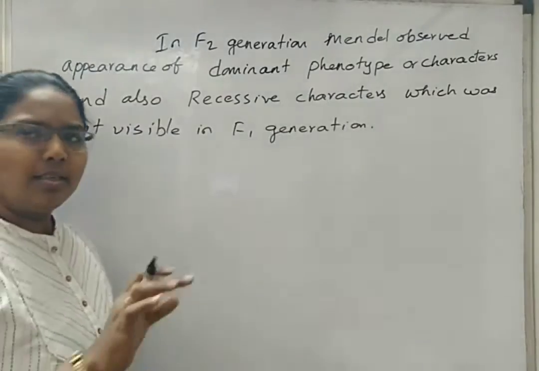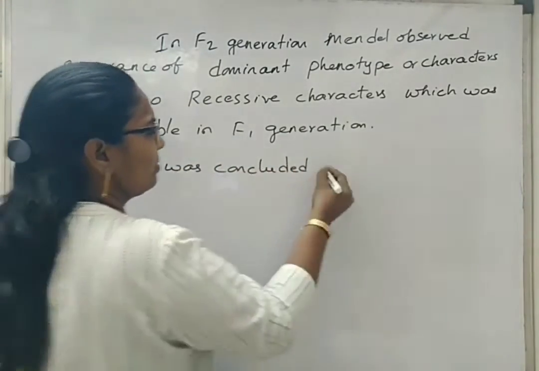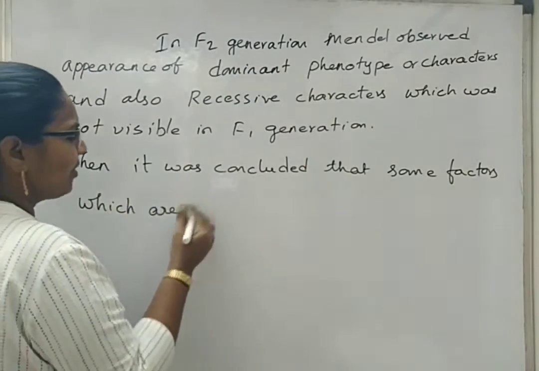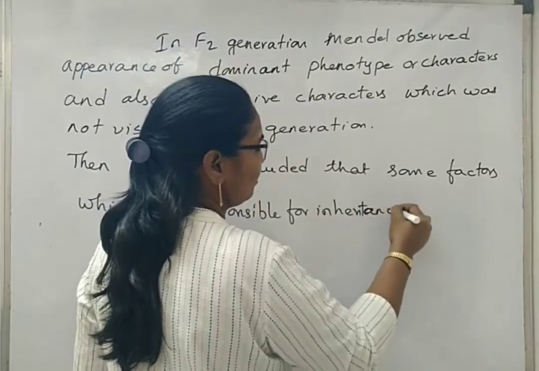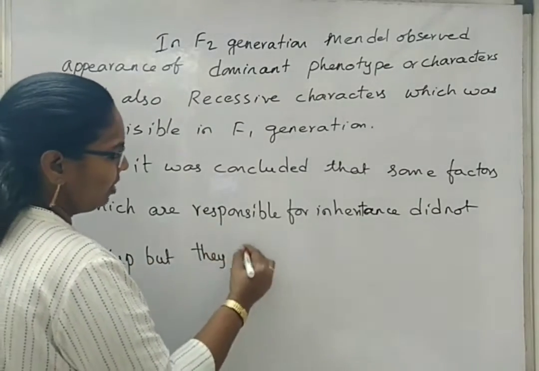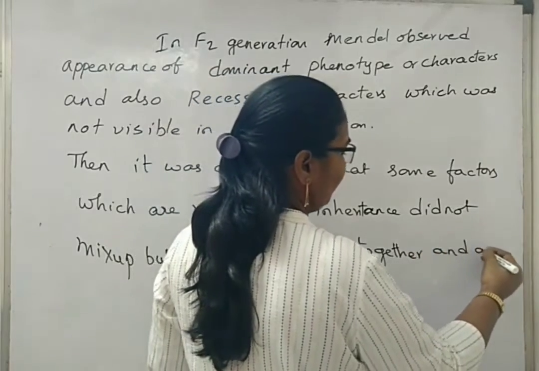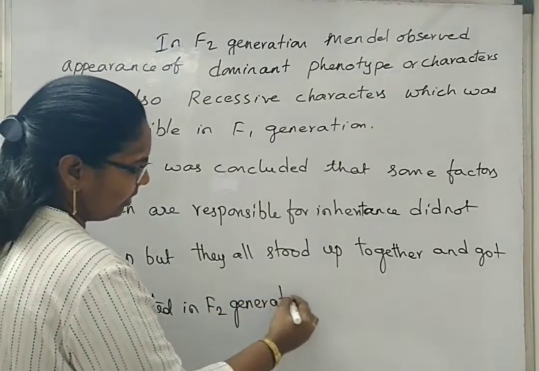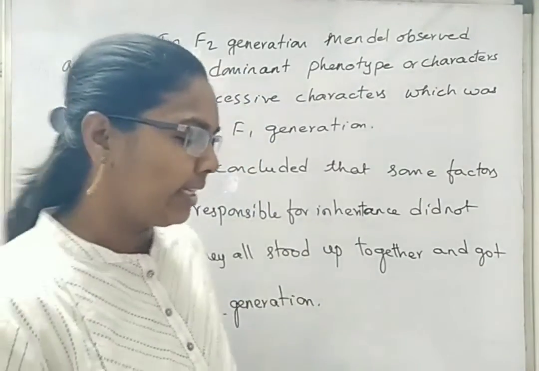Then we can conclude that alleles did not get mixed up. Then it was concluded that some factors which are responsible for inheritance did not mix up, but they all stood together and got segregated in the F2 generation.